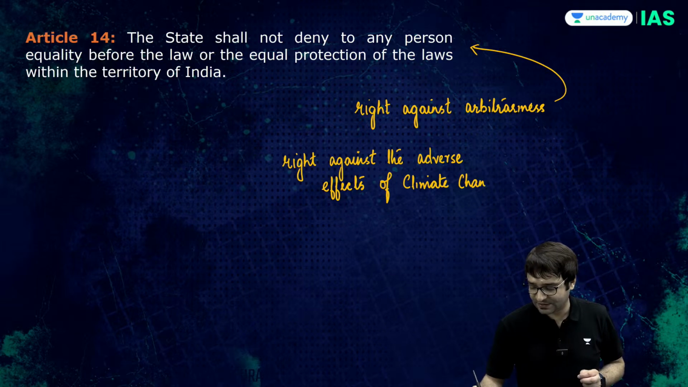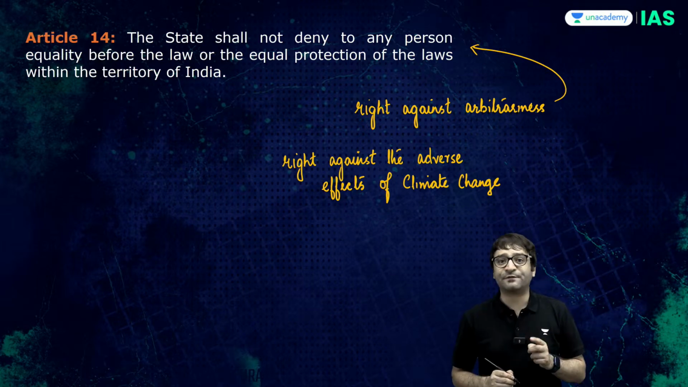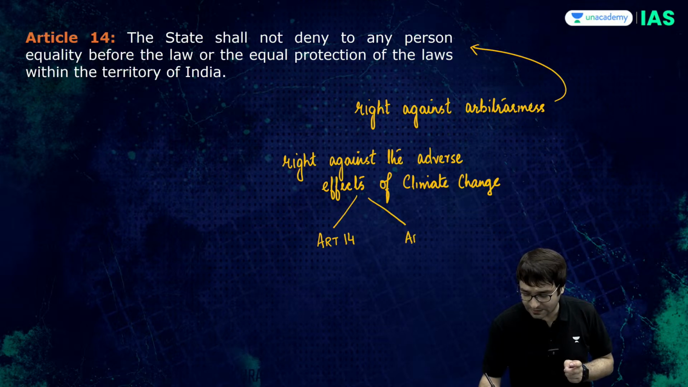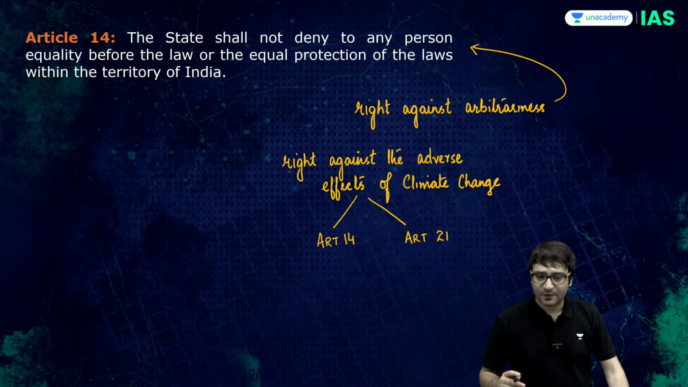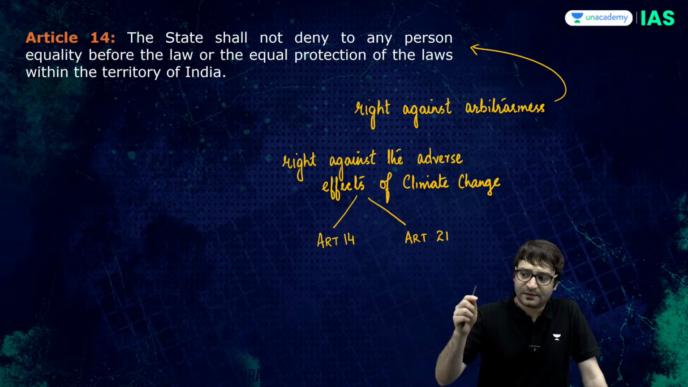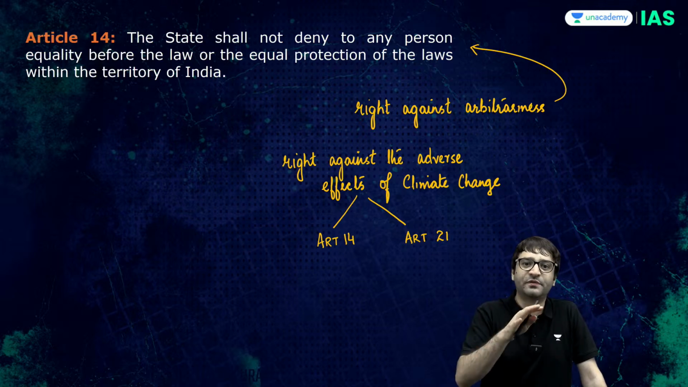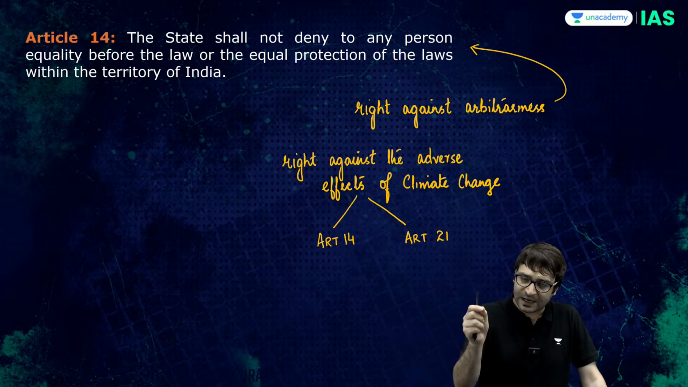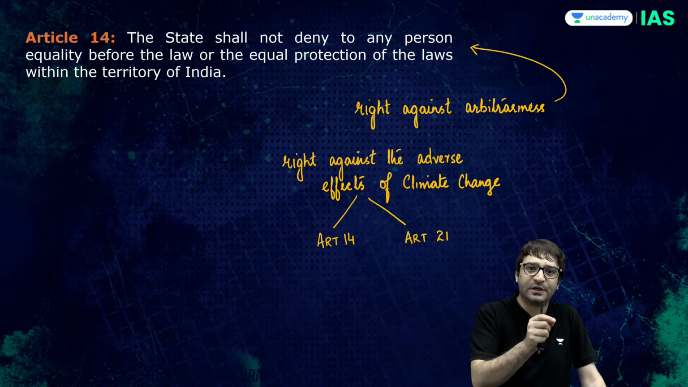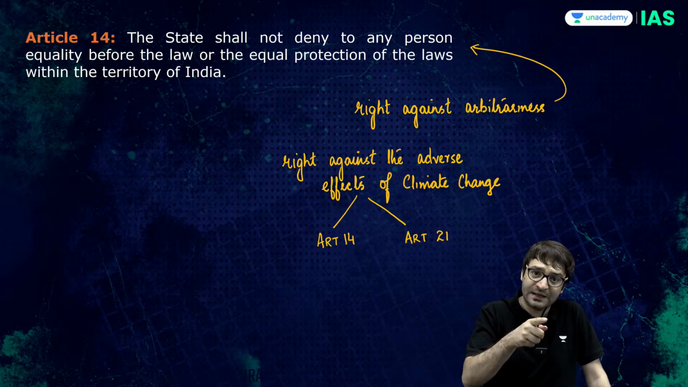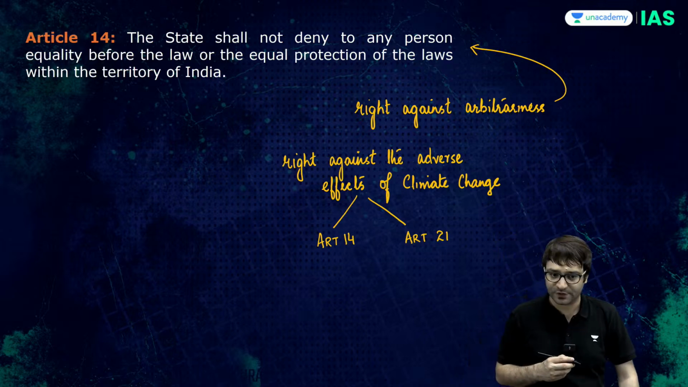The Supreme Court has said this recently. It is also a fundamental right under Article 14 as well as under Article 21. So just like the question was asked, right to privacy is contained under which of the following articles? Right to privacy is an integral part of right to life and personal liberty, which means what? Similarly, right against adverse effect of the climate change is a fundamental right under which of the following articles? Article 14 as well as Article 21 of the Constitution.